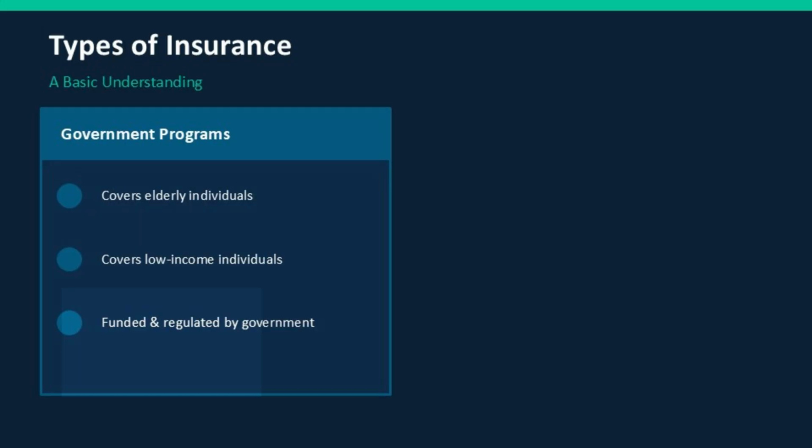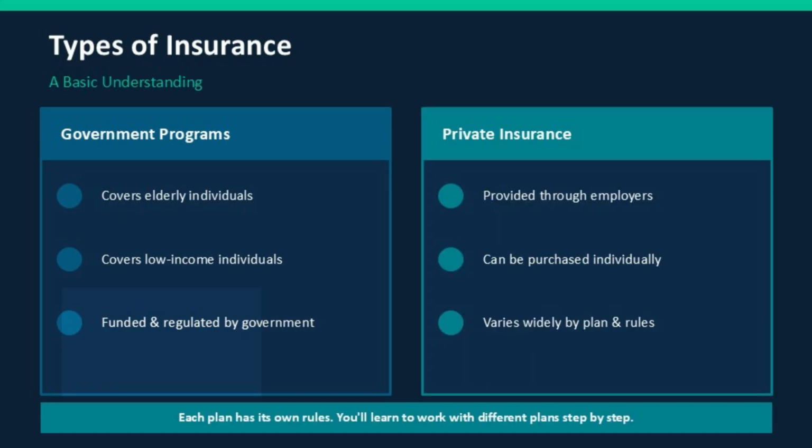Now let's talk about insurance in a simple way. There are two different types of insurance in the US. Some are provided by the government and some are private. Government programs include plans for elderly people and low-income individuals. Private insurance is usually provided through employers or purchased individually. You don't need to memorize names right now. At this stage, just understand that different patients have different insurance plans, and each plan has its own rules. As a medical biller, you will learn how to work with these different plans step by step.